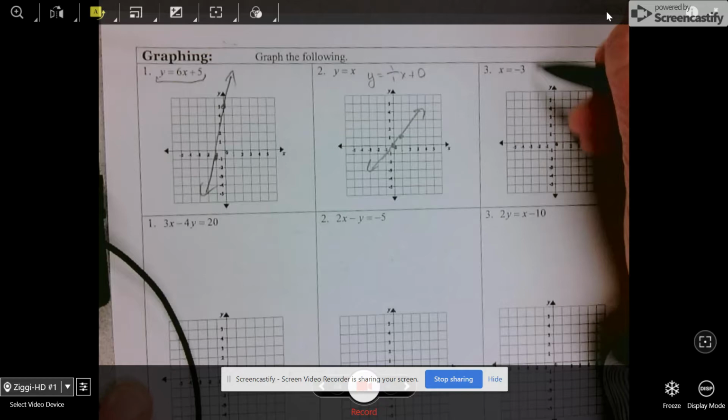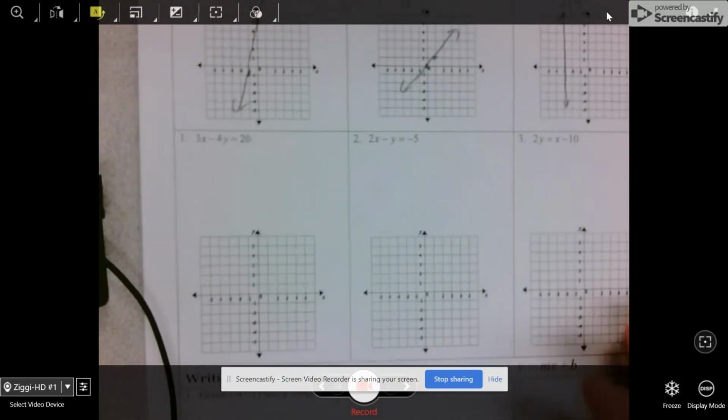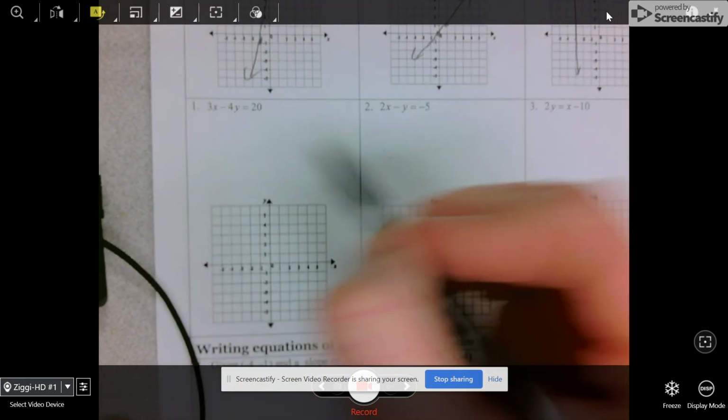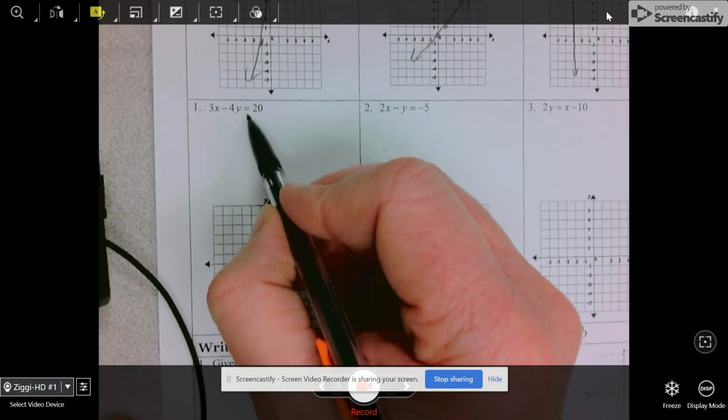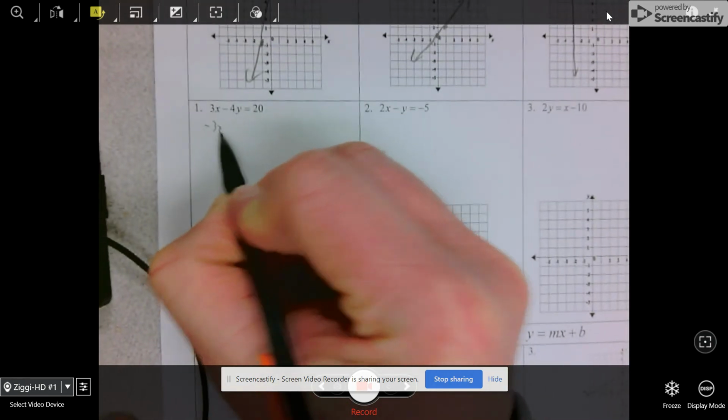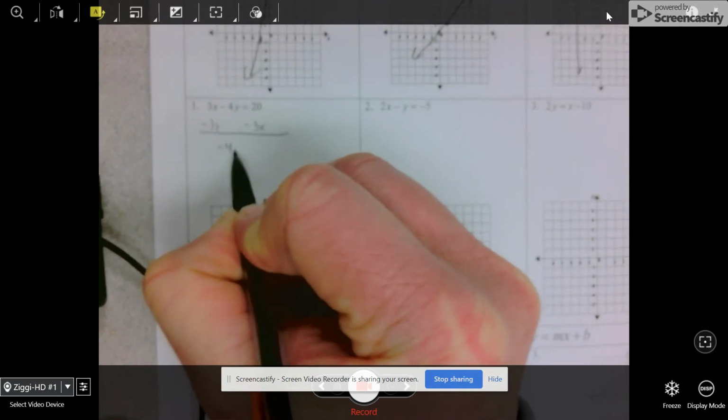you're going to solve for y. Negative 4y equals negative 3x plus 20. Divide everything by negative 4. Be neat. Don't lose your negatives. Stop being a sloppy child. 3/4 x plus negative 5. 1, 2, 3. 1, 2, 3, 4.